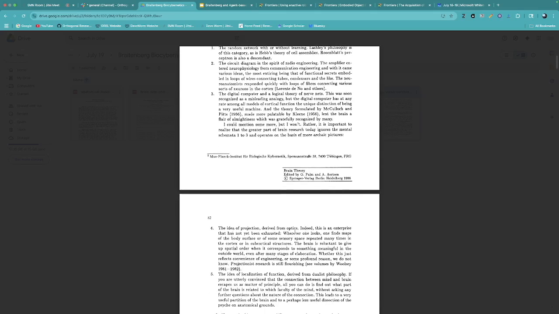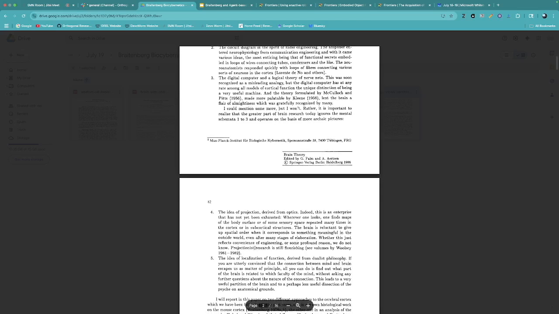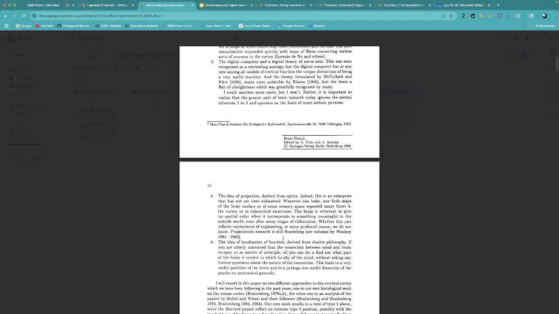4, the idea of projection derived from optics. So this is where you get these maps of the body surface or some sensory space repeated many times in cortex or in subcortical structures. Projectionist research is still flourishing, but we don't really understand the details. I think we're better off now than we were then, but still, this is derived from optics, where you're projecting things in different ways through a lens. In this case, the lens is the nervous system and the processing of the sensory organs.